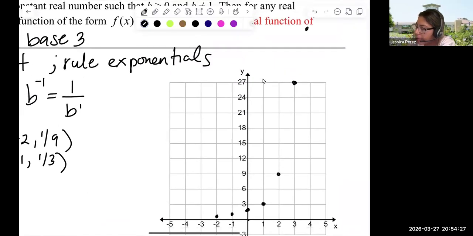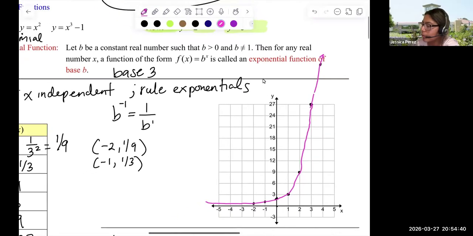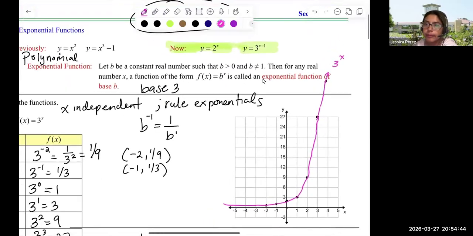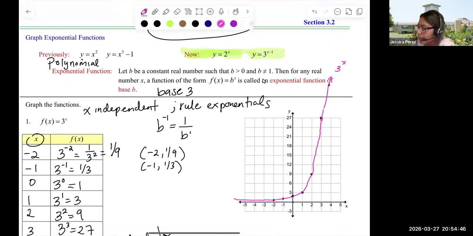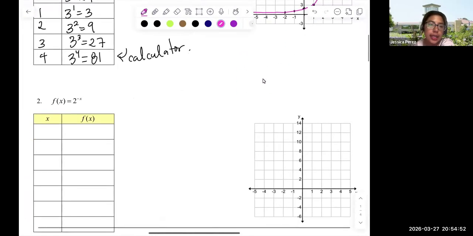So then the graph of the function looks like this. This is called an exponential function. This graph right here corresponds to y equals 3 to the x. That's the function. Now, what happens if we have 2 to the -x?